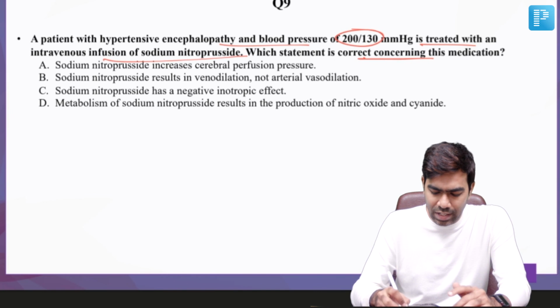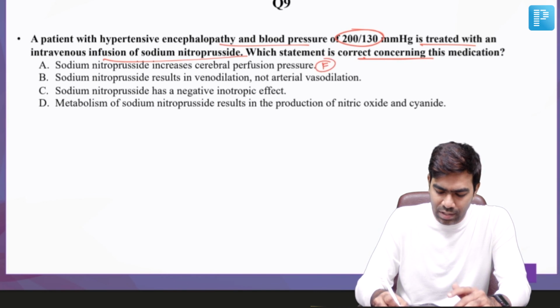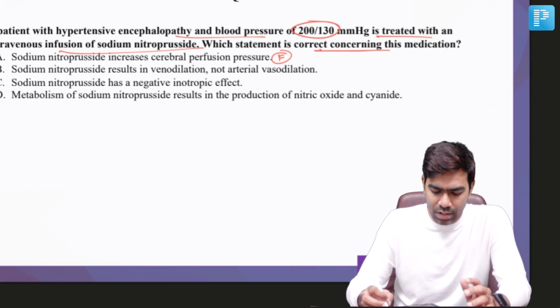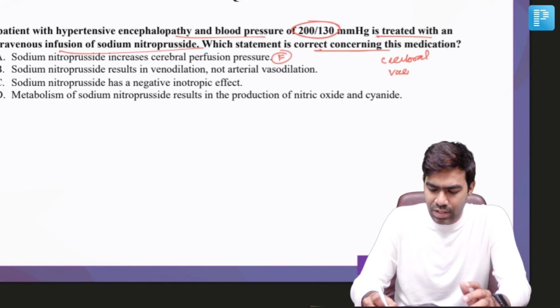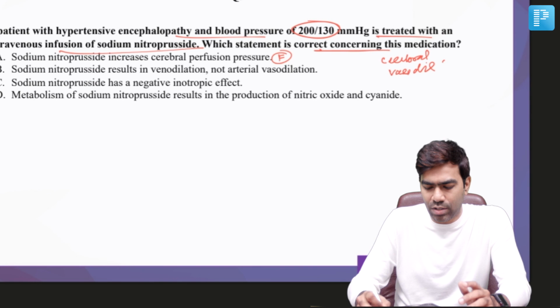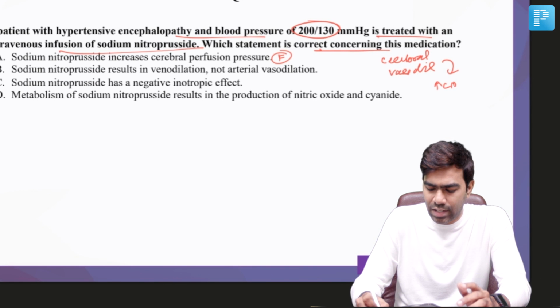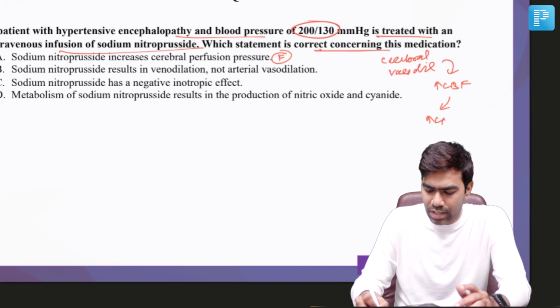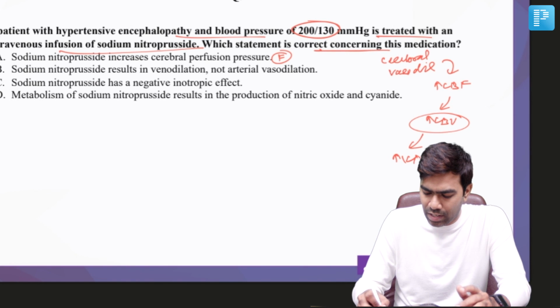Sodium nitroprusside increases cerebral perfusion pressure is a wrong statement. Why is it the wrong statement? Because sodium nitroprusside tends to cause severe cerebral vasodilatation. Because it produces cerebral vasodilation, it increases the cerebral blood flow. Because it increases the cerebral blood flow, it increases the cerebral blood volume. And because it increases the cerebral blood volume, it is going to increase the intracranial pressure.